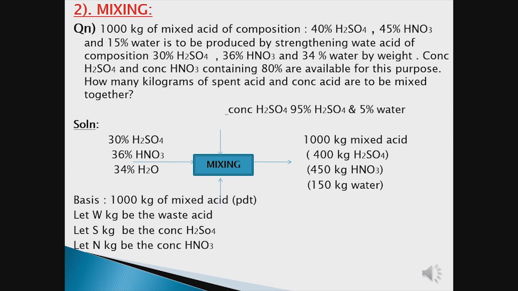Okay. Now the feed is 30% H2SO4, 36% HNO3, and 34% H2O. And now let us introduce some notation for the waste acid, concentrated H2SO4 and concentrated HNO3. Let W be the waste acid, let S kilogram be the concentrated H2SO4, and let N kilogram be the concentrated nitric acid.